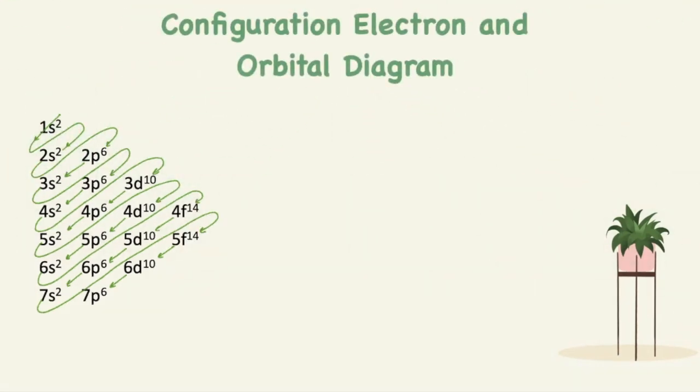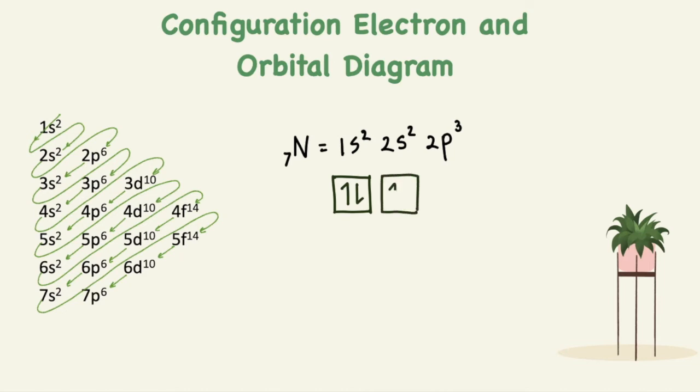Next, we will try to make an orbital diagram. If we have nitrogen, the number of electrons is 7, and the configuration will be 1s2, 2s2, 2p3. In the 1s box we put the electrons, and 2s also has 2 electrons. In the p, there are 3 electrons. We draw all of the electrons up, and this is the orbital diagram of nitrogen.